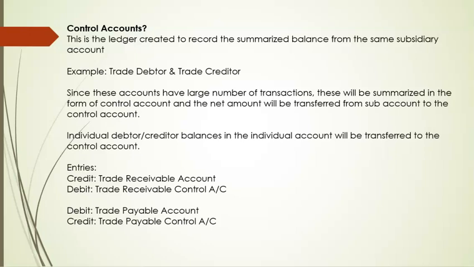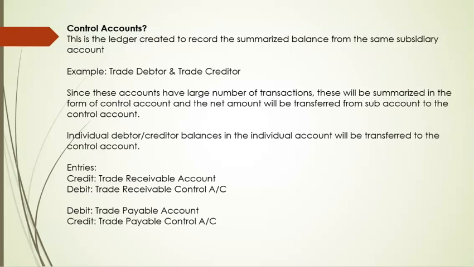So since these accounts have a large number of transactions, these will be summarized in the form of a control account, and the net amount will be transferred from the sub account to the control account, which we discussed now. So what would be the entries for transferring such balances from individual ledgers to control accounts?